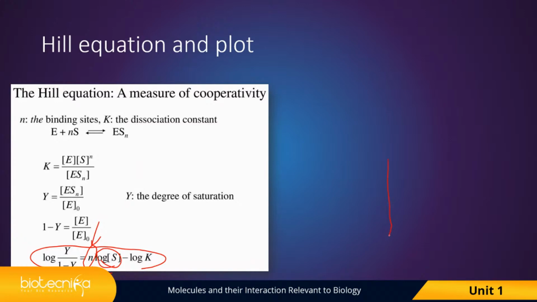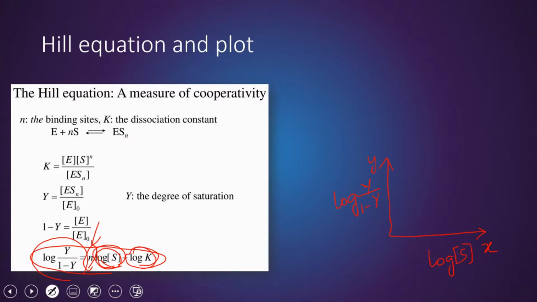See, basically we have a straight line graph equation. We have our y-axis. We have our x-axis. And when we take this, we will take this in log y over 1 minus y. And what will we take in our x-axis? We will take log of substrate, right? And this would be your intercept.